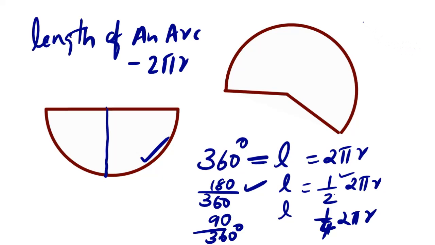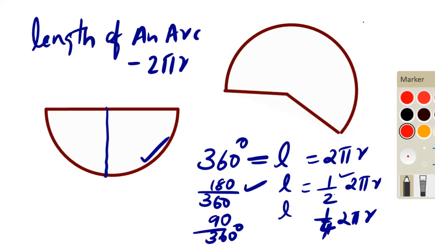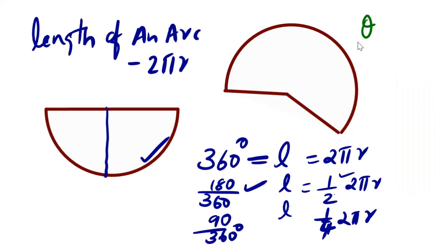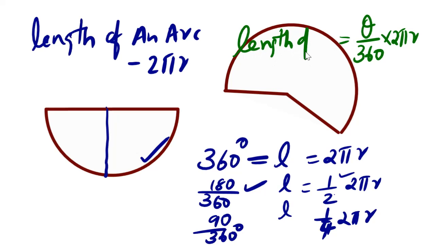Theta upon 360 into 2 pi r will be the length of an arc. So there is a close relationship between the formula of the area of a sector and the length of an arc. Theta upon 360 into 2 pi r.